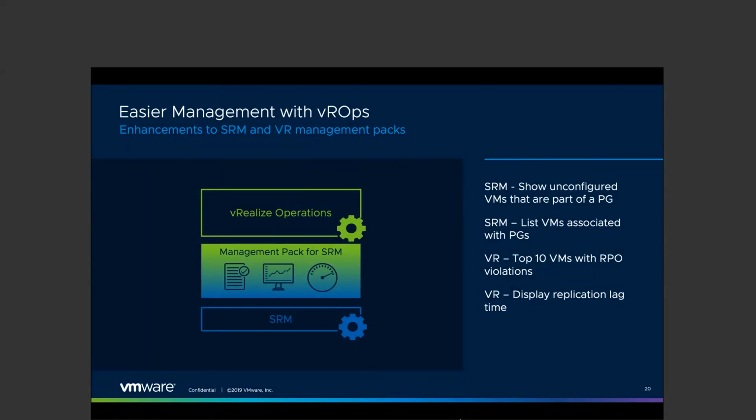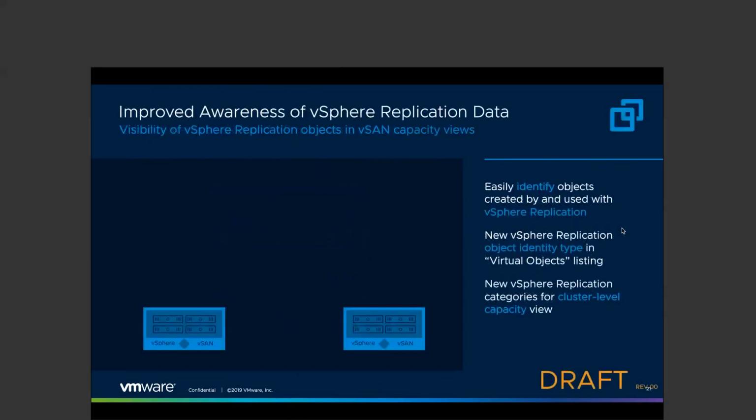In this release, for SRM we did a new dashboard that will list all the VMs associated with protection groups and show unconfigured VMs that are part of a protection group. For VR, the new enhancements are a top 10 VMs with RPO violations dashboard, and display of replication lag time. But these are just small enhancements in this release. If you check all the capabilities, there is a lot more that you can do. I have also published a blog post about VROps, SRM functionality, and VR. There is a very good demo that you can check on blogs.vmware.com.